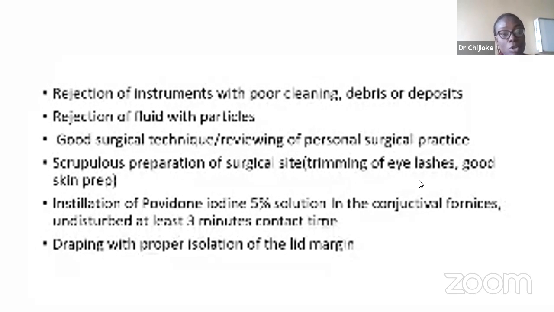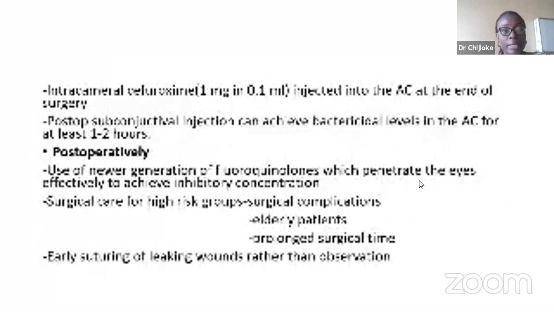rejection of fluids with particles, good surgical technique and reviewing of personal surgical practices, scrupulous preparation of surgical site, trimming of the eyelashes, good skin preparation, instillation of povidone iodine 5% solution in the conjunctival fornices for at least 3 minutes contact time, draping with proper isolation of the lid margin. Intracameral cefuroxime injected into the anterior chamber at the end of the surgery.